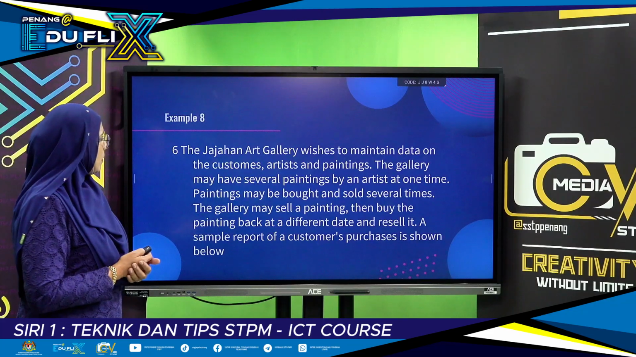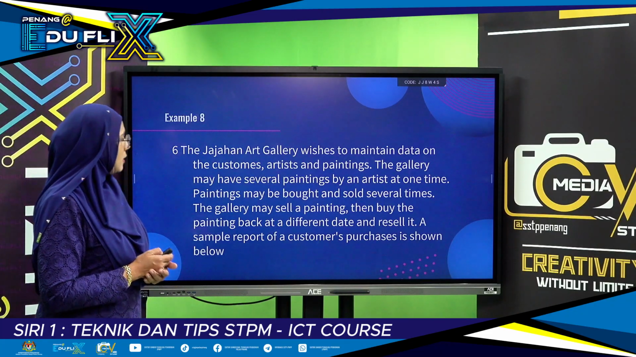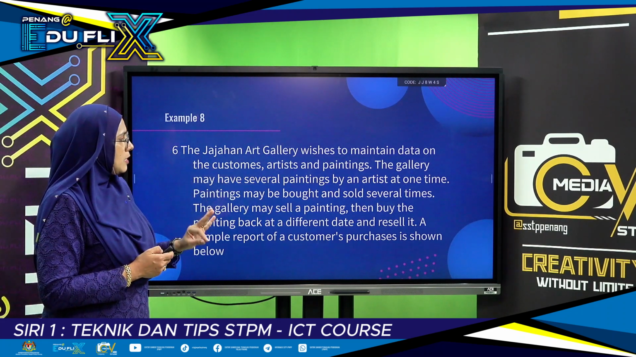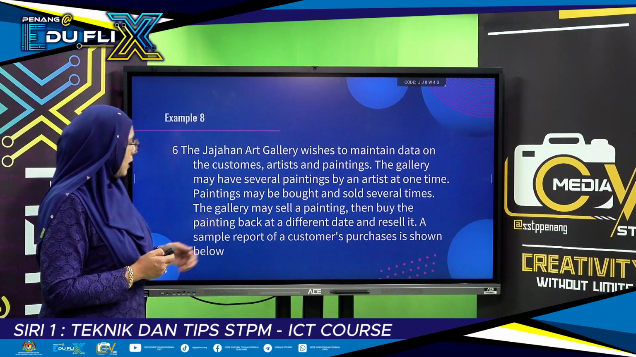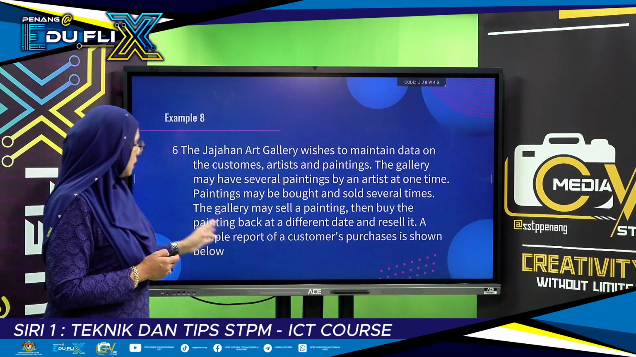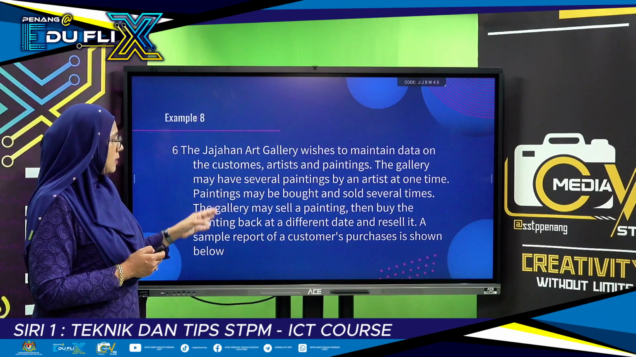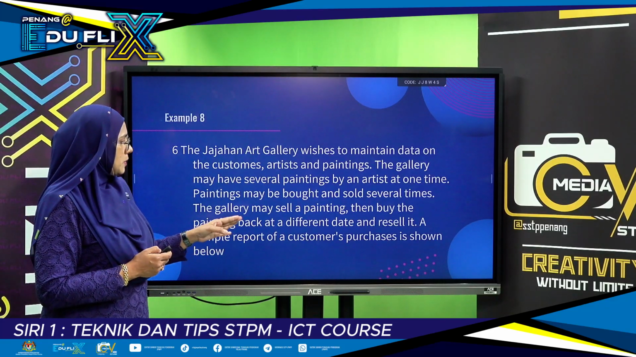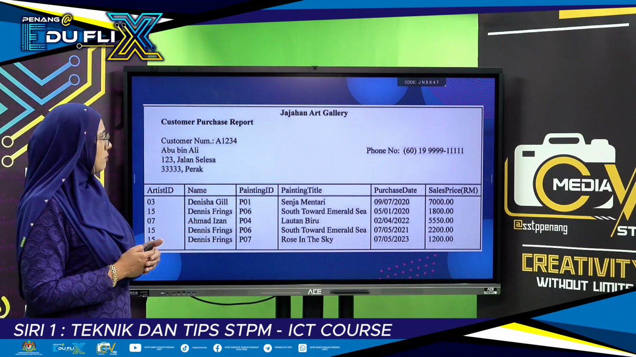Okay, next question. We have a scenario here. Jelajah Art Gallery wishes to maintain data of customer, artist, and painting. So there are 3 entities. The gallery may have several paintings by an artist at one time. A painting may be bought and sold several times. The gallery may sell a painting, then buy the painting back at a different date and resell it. A sample report of customer purchase is shown in the diagram below. So this is an example of the data given.